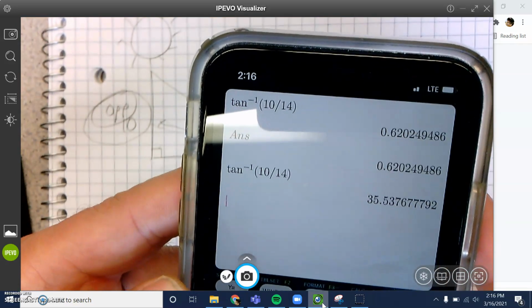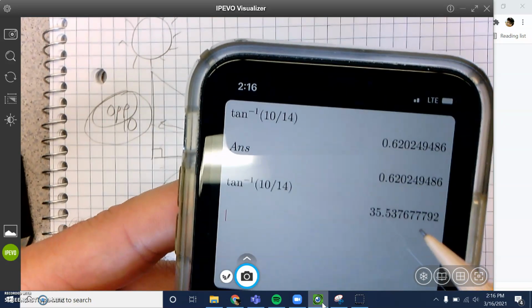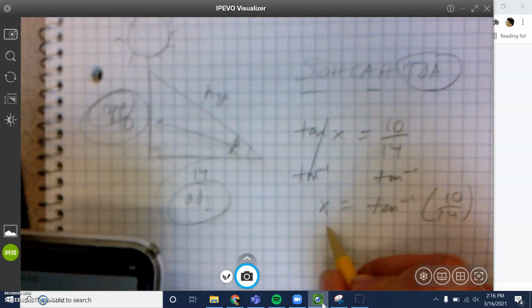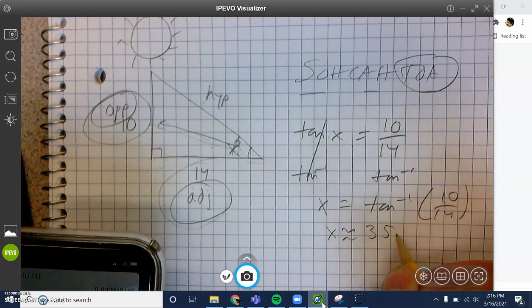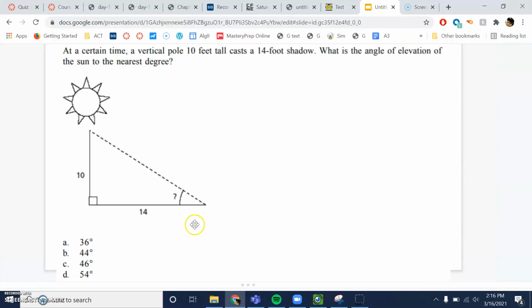Oh, there you go. So that's a better answer, right? That didn't make sense. It was like 0.6 degrees, so I knew that I messed up. So now I'm in degree mode, 35.56, which would be probably 35.5 degrees. So that would be A, to the nearest degree. So we round up to 36. There we go.